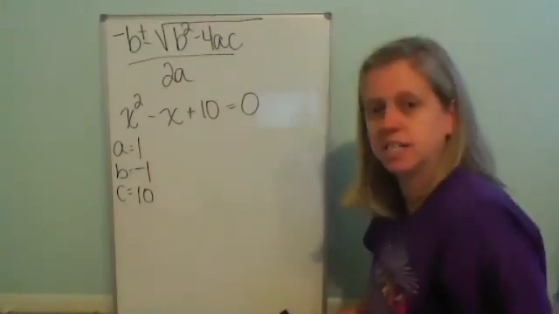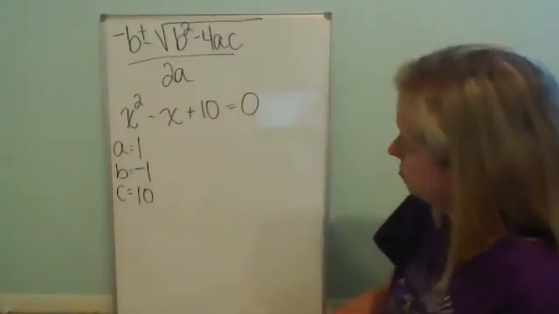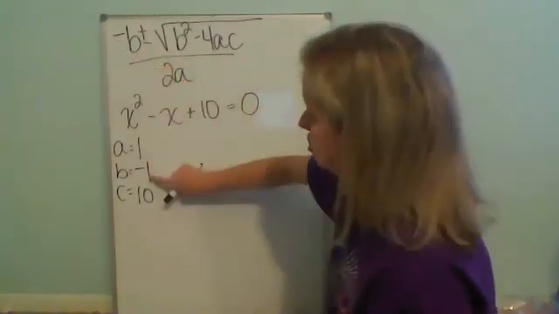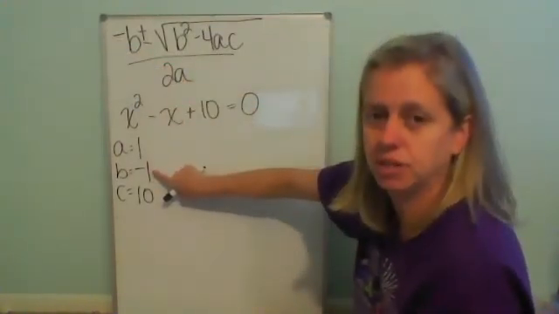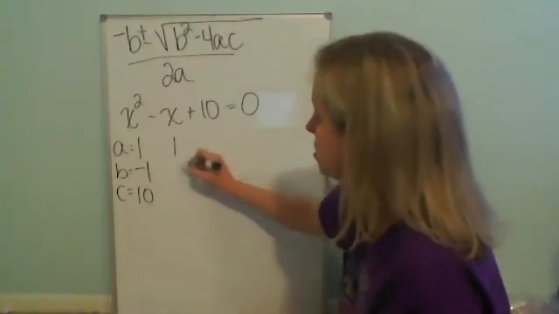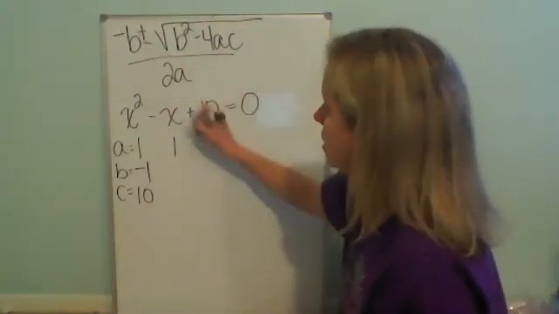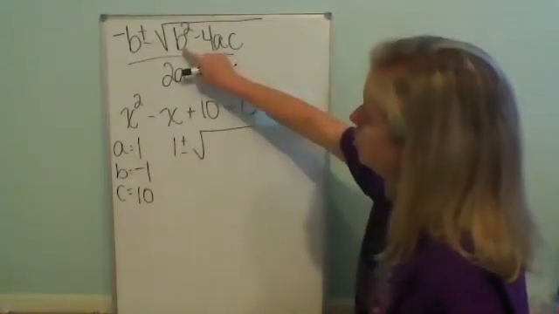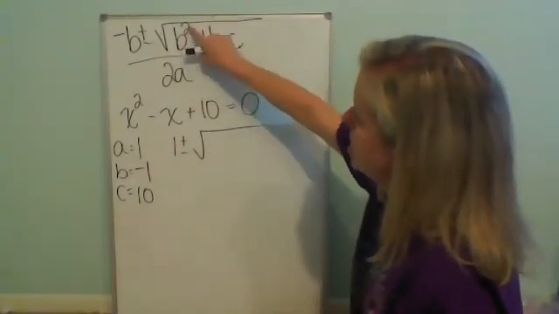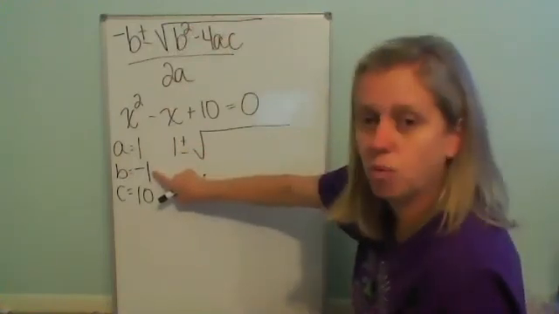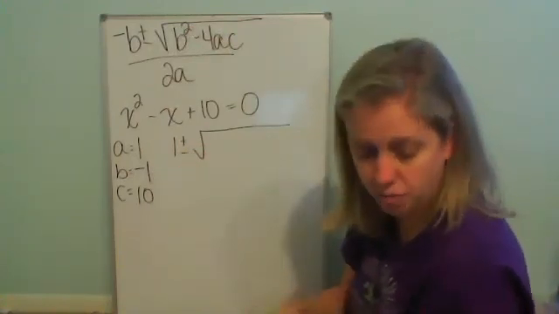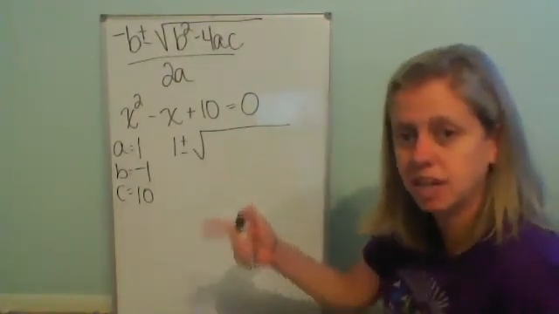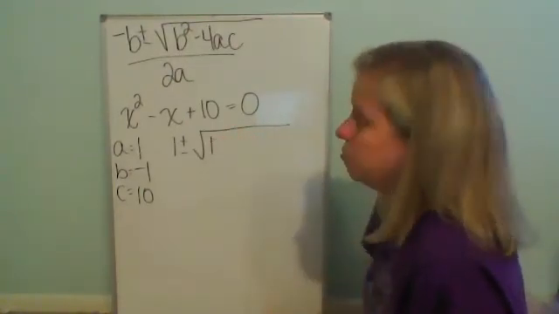So let's plug these into our formula. What do you need first? You need the opposite of b. So what's the opposite of this number? The opposite of negative 1 will be positive 1. Then your plus minus. Then your square root. Under your square root, what do you have? B, but square it. What is negative 1 squared? Well, negative 1 squared means negative 1 times itself. So negative 1 times negative 1, which is positive 1.